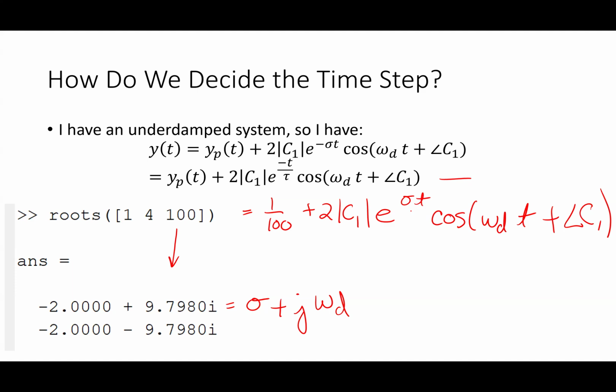Back in my expression here, what's sigma and what's omega d? Just give me a number based on this. The roots that I get have this form, sigma plus j omega d. So what's the number for sigma? What's the number for omega d? Sigma is -2. And omega d is 9.798. So basically this is 2 times the magnitude of C1. Now, why am I not caring about the amplitude?